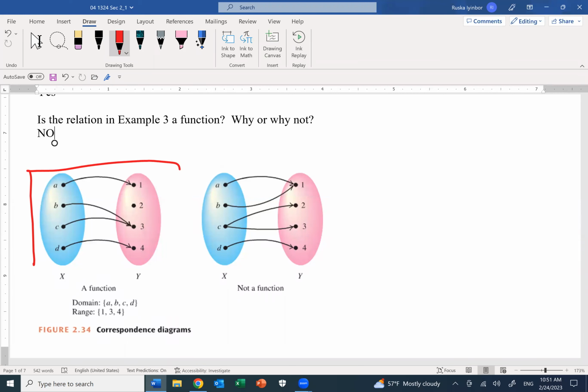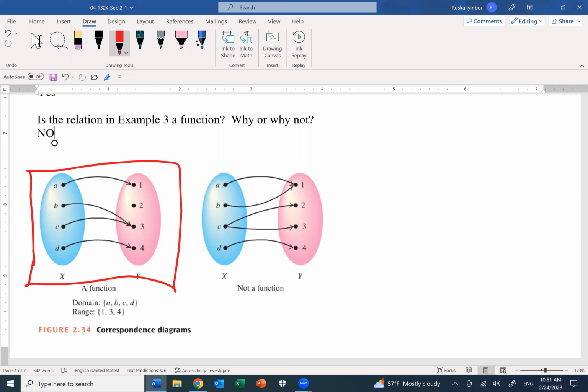This is where we're going to look right now. Only here. So we're going to check if this is a function or not a function. Looking at the one I boxed in red: from A, I'm going to go to 1. From B, I'm going to go to 3. From C, I'm going to go to 3. D is going to go to 4.